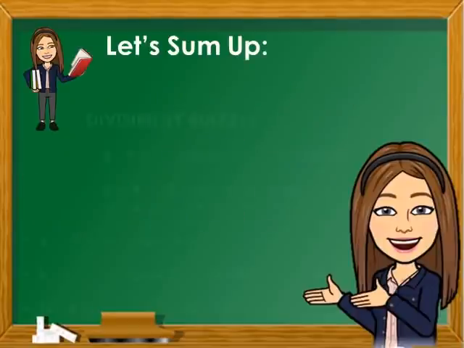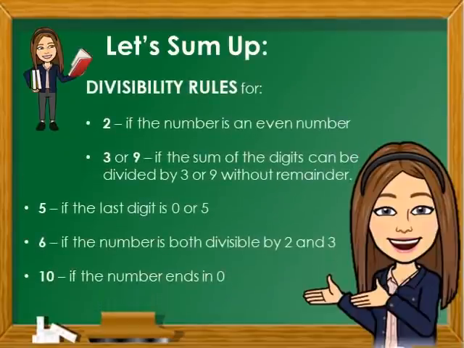Let's sum up. Divisibility rules for 2: if the number is an even number. 3 or 9: if the sum of the digits can be divided by 3 or 9 without remainder. 5: if the last digit is 0 or 5. 6: if the number is both divisible by 2 and 3. 10: if the number ends in 0.